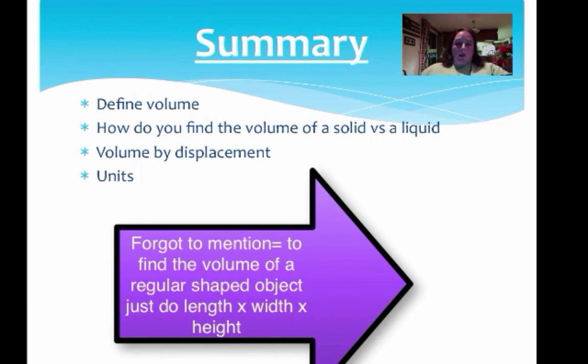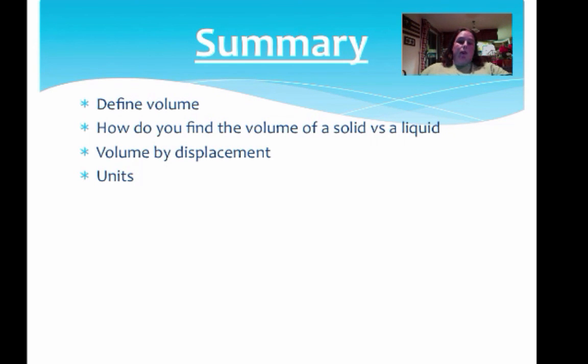And don't forget about the units we talked about, the ones we're going to use in class versus the SI units.